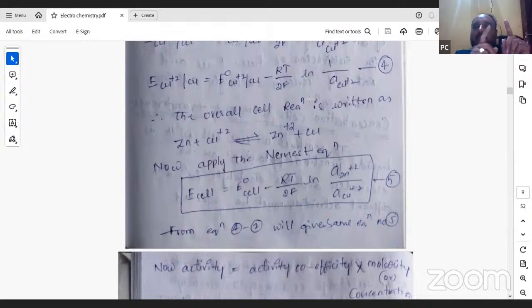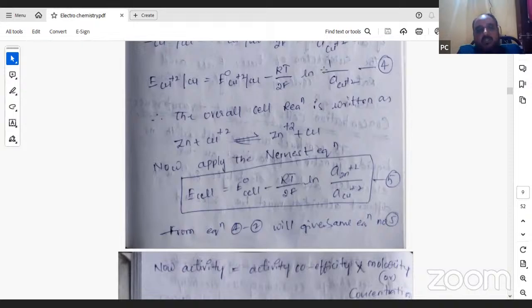Or we'll consider the overall cell reaction, that is E cell is equal to E naught cell minus RT by 2F ln. Overall cell reaction: zinc plus copper plus 2 gives rise to Zn plus 2 plus copper. By applying the Nernst equation, we will get E cell is equal to E naught cell minus RT by 2F ln activity of Zn plus 2 by activity of copper plus 2, right?